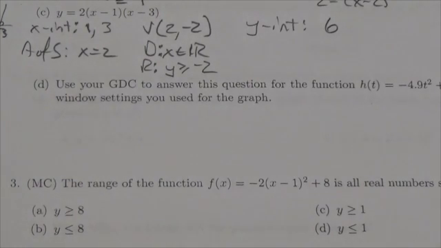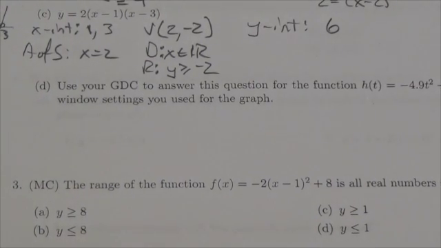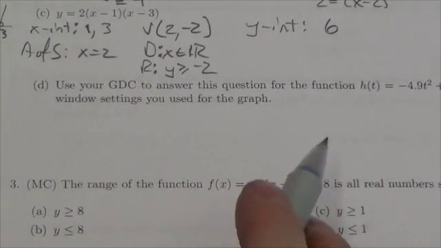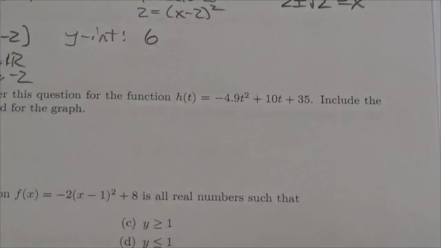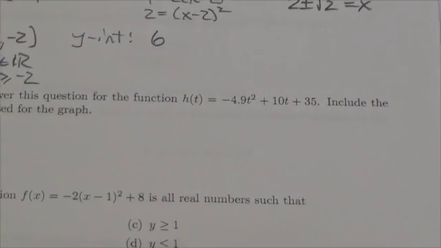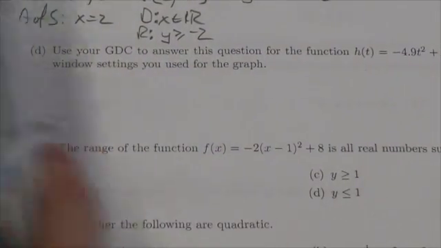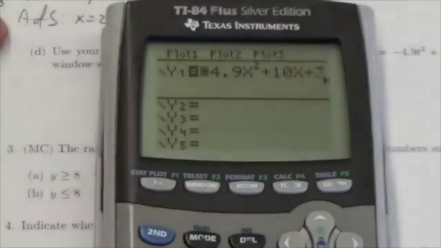All right, everybody, we're working through the quadratic functions and equations review. Now we're looking at question 2D. This one says we're going to use the graphic display calculator to answer the question. The function is negative 4.9 t squared plus 10t plus 35. So first thing I'm going to do is enter that into my calculator.